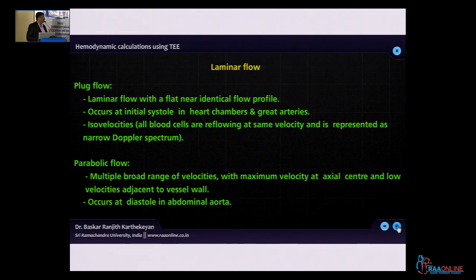It occurs in initial systole in the heart chamber and the aorta. As the blood comes out from the heart, it will have a plug flow. But as it goes distally, there will be a maximum velocity at the center and low velocity at the adjacent vessel walls, and it occurs in diastole as the blood moves into the abdominal aorta.